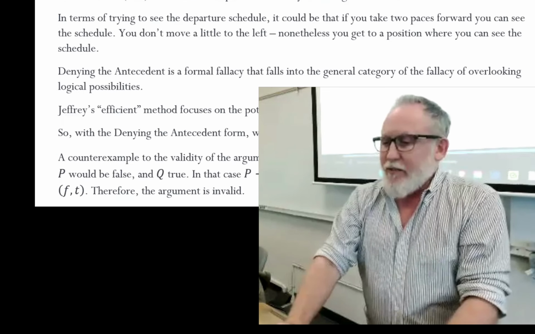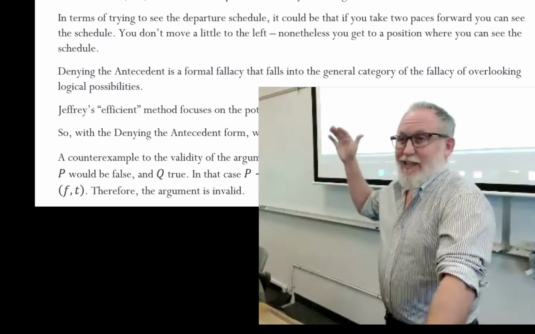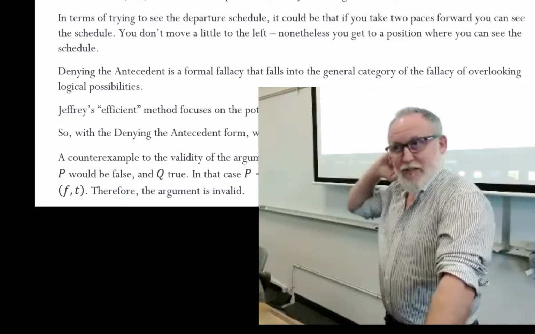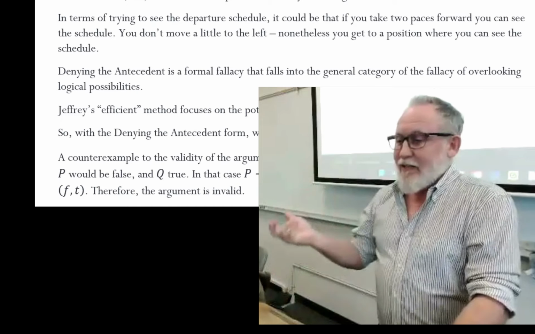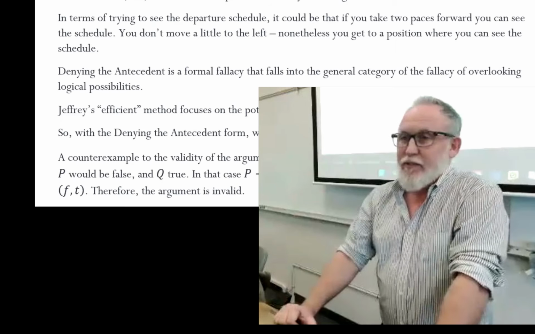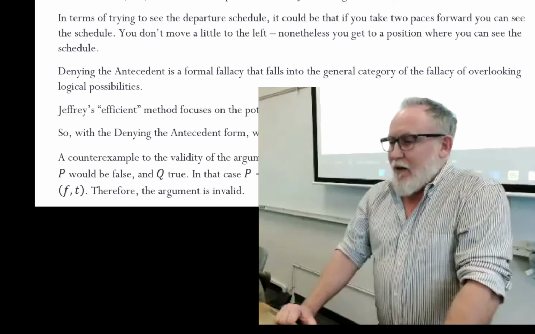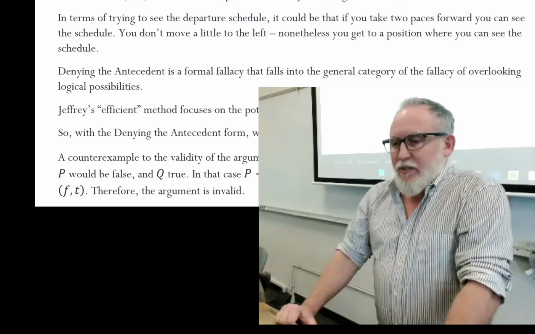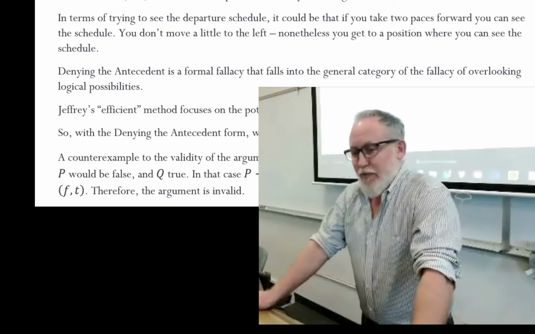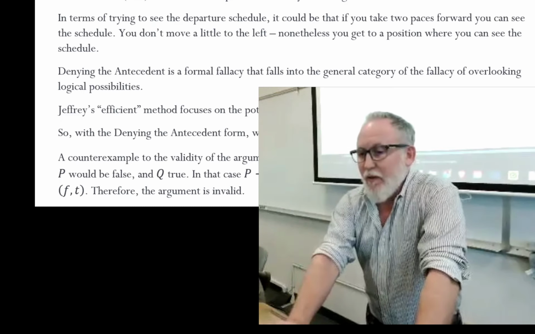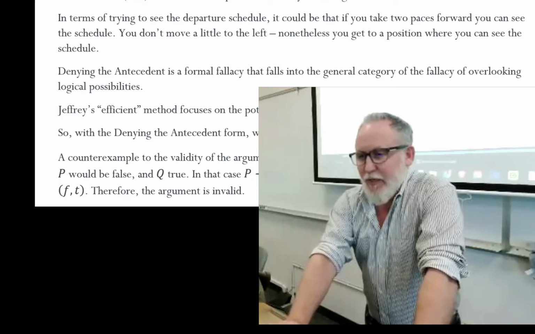For example, in terms of trying to see the departure schedule, it could be that you take 2 paces forward, and if you do so, you can see the schedule, right? We can imagine such an arrangement. You, in fact, don't move a little to the left, so we deny the antecedent. Nonetheless, you get to a position where you can see the schedule, and so the consequent is true. So this kind of denying the antecedent is a kind of fallacy called overlooking logical possibilities. Namely, you're overlooking the counterexample.